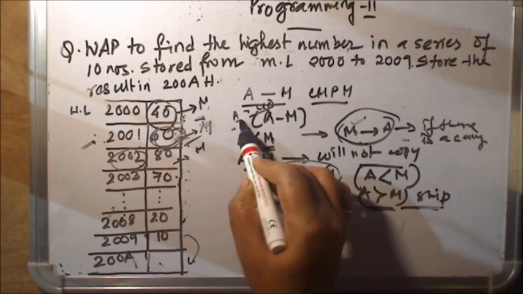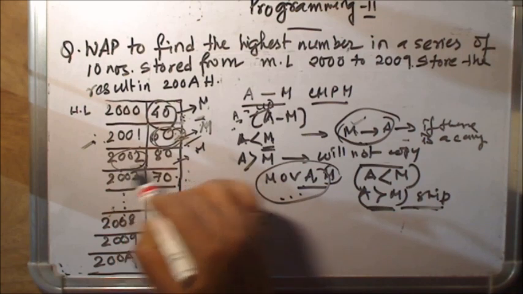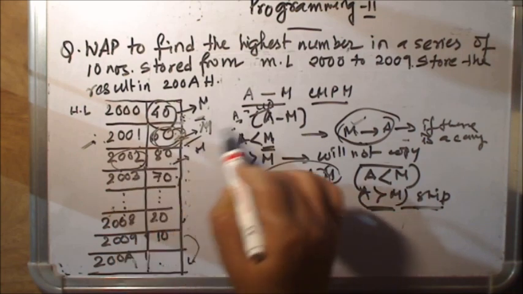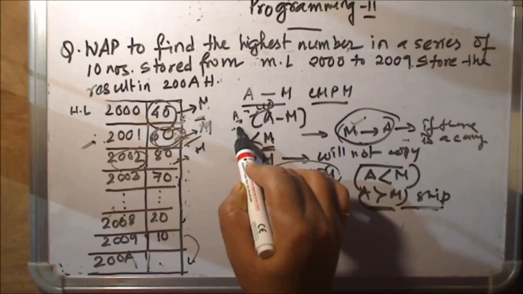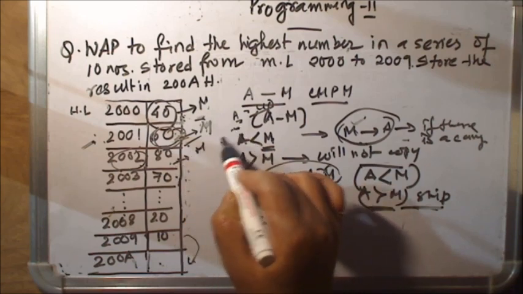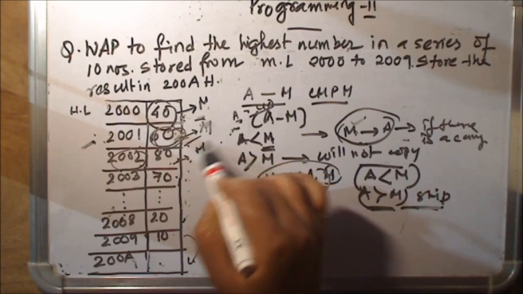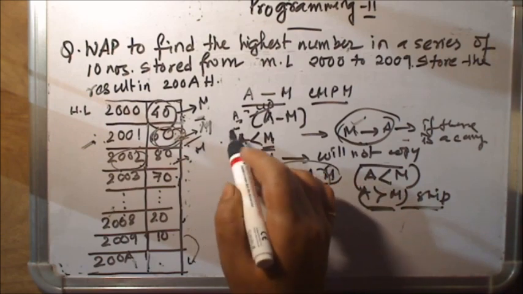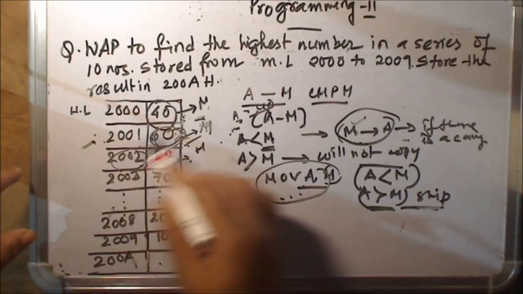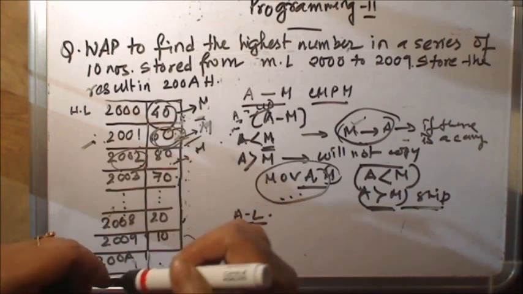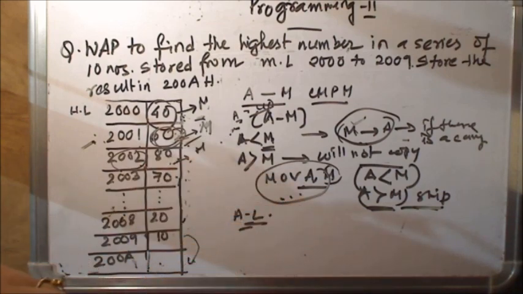Then again we will go to the next memory location and compare this number with the number in A. If there is carry, then we will copy this number into A. If there is no carry, then we will skip. So we will put this whole procedure of comparison in a loop, and we will decrement the register count and jump if not 0.